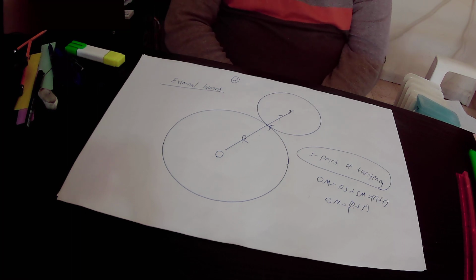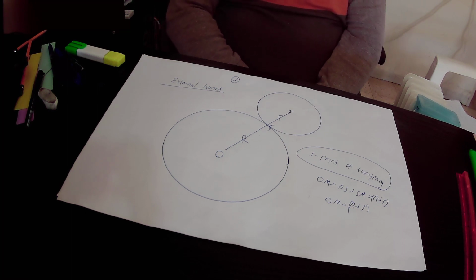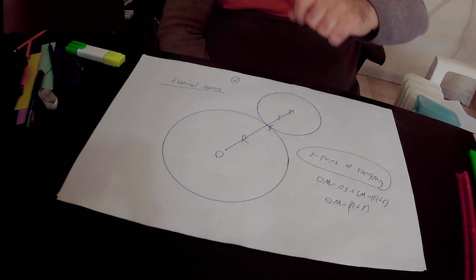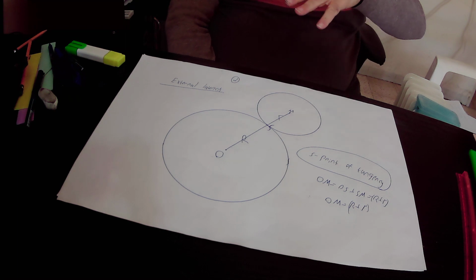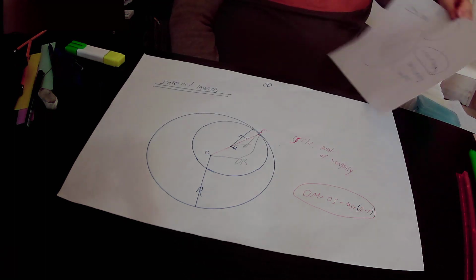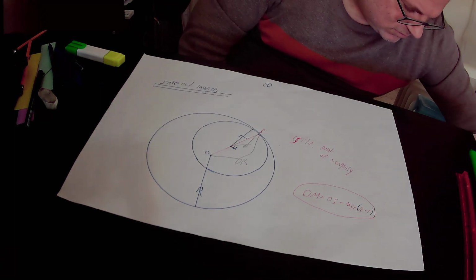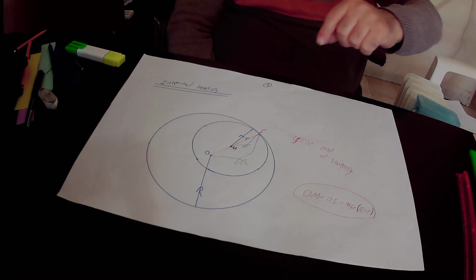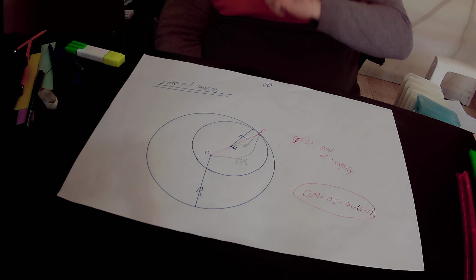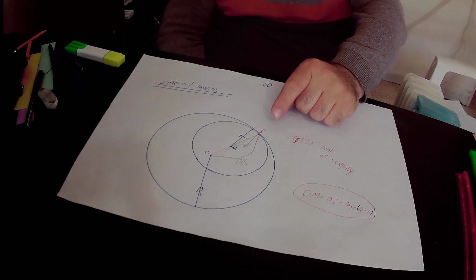So whenever you have an external tangency between 2 circles, then the distance between their centers will be equal to the sum of the lengths of their radii. In this case, it will be equal to capital R plus small r. This is the first type of tangency between 2 circles. Then we have also the second type of tangency between 2 circles, when the 2 circles are touching each other at one point internally. Then it is defined as internal tangency. Here the 2 circles are touching each other internally at point S.